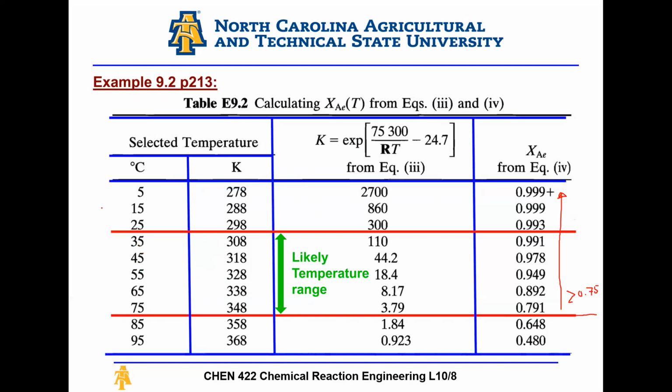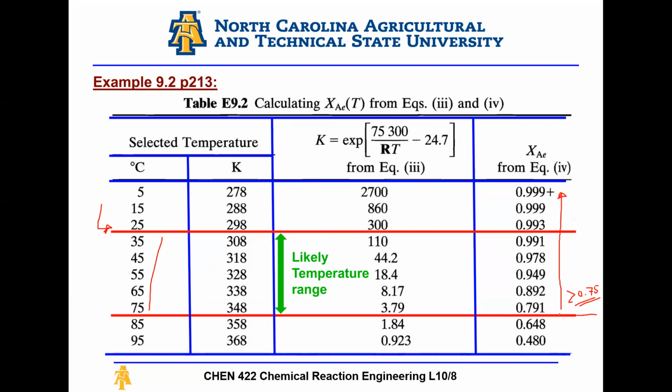And ideally you don't want to operate below standard operating conditions. You don't want to operate below 25 Celsius, especially if the conversion is already high at 25 Celsius. You don't want to introduce cooling elements into your reactor needlessly, right? So I'm going to fix my temperature range between 75 Celsius and 35 Celsius, and this will be the temperature range where I want to operate. In this temperature range, I meet the criteria of having a conversion greater than 75%.